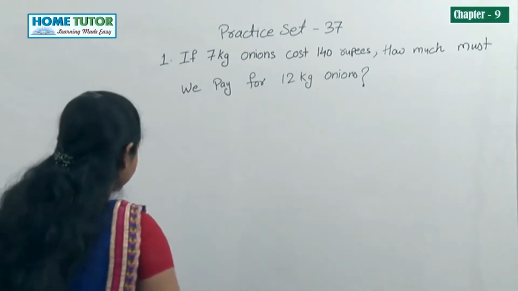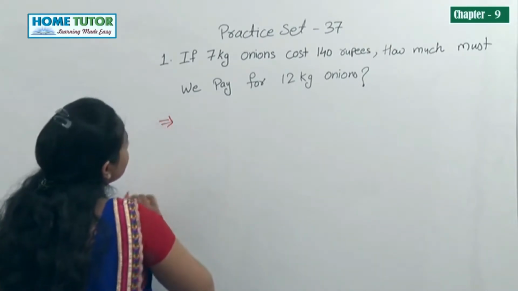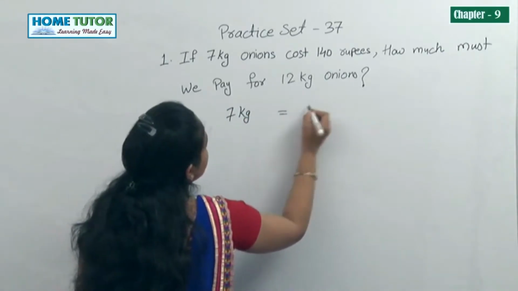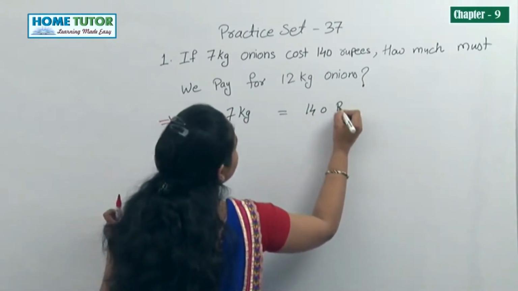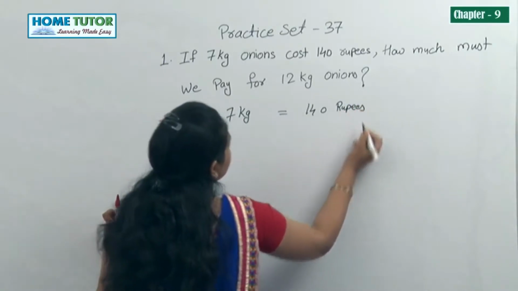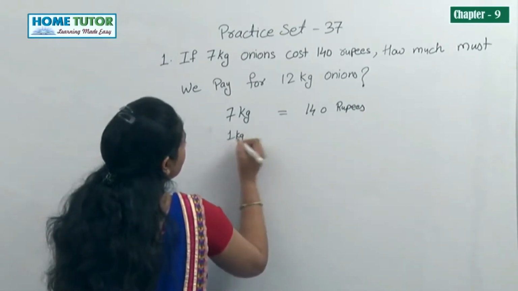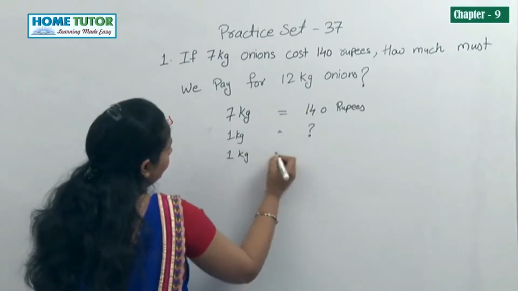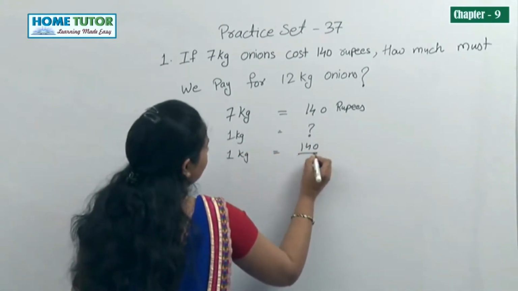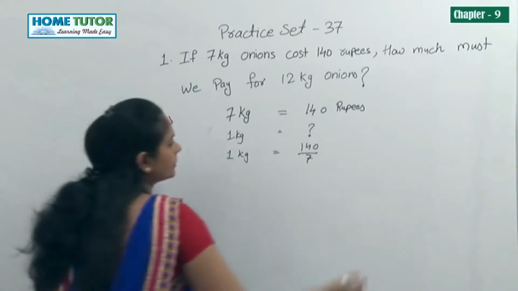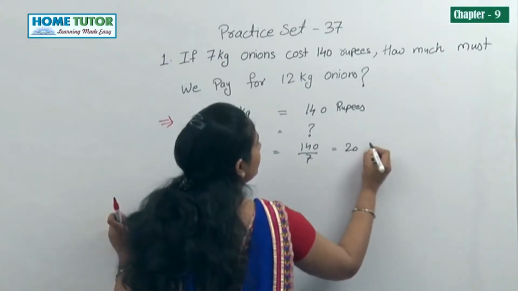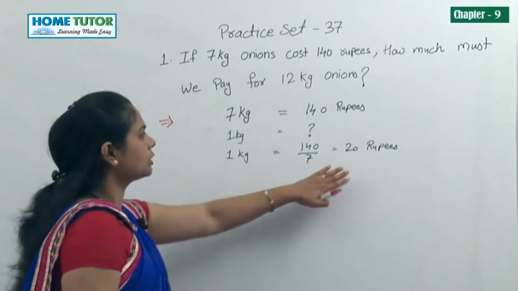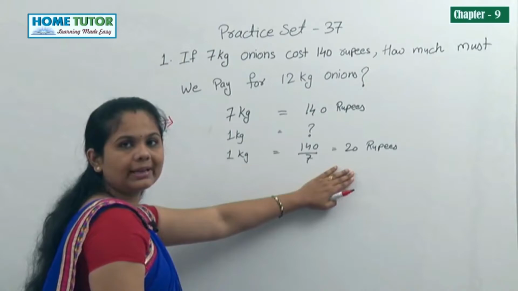So for that, first we will take 7 kg is equals to 140 rupees. So 1 kg is equals to how much? I can write 1 kg is equals to 140 divided by 7. That is equals to 20 rupees. Now I know the cost of 1 kg onion is equals to 20 rupees.